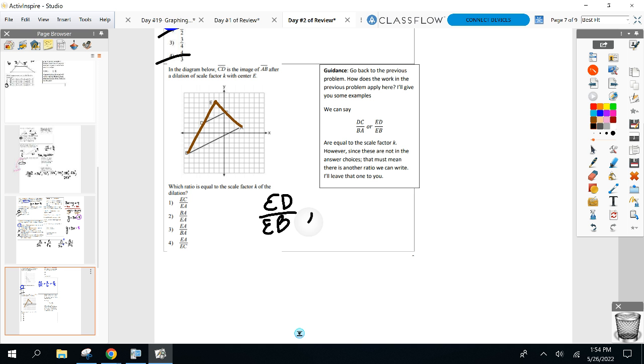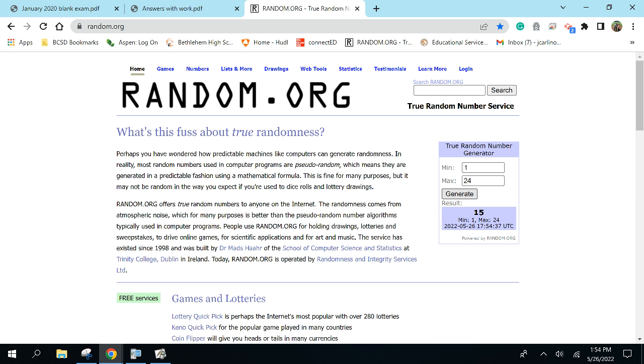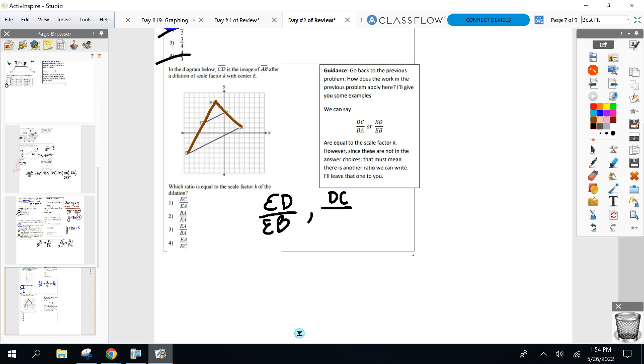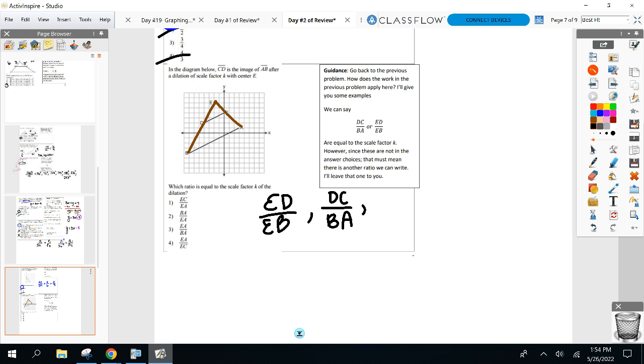All right. Let's go DC over BA, yep. Son of a gun. Not there. So I guess I got to take the third pair, right? What's the third pair? EC over EA. Oh, hold on. Before I circle that, I see EC over EA and I see EA over EC.